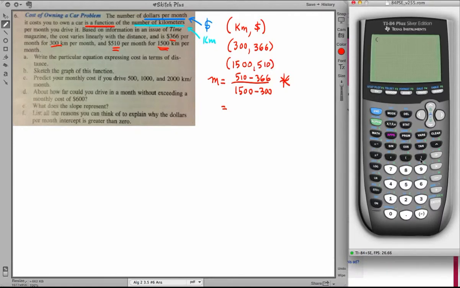Look at the calculator on the right hand side of the screen. Start with a parenthesis in doing this calculation. 510 minus 366, end the numerator parentheses, divided by new parentheses 1,500 minus 300, end parentheses, enter. And we see that the slope has a value of 0.12.